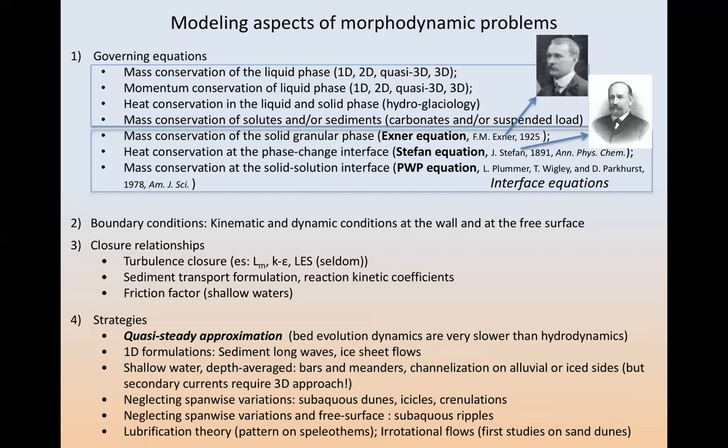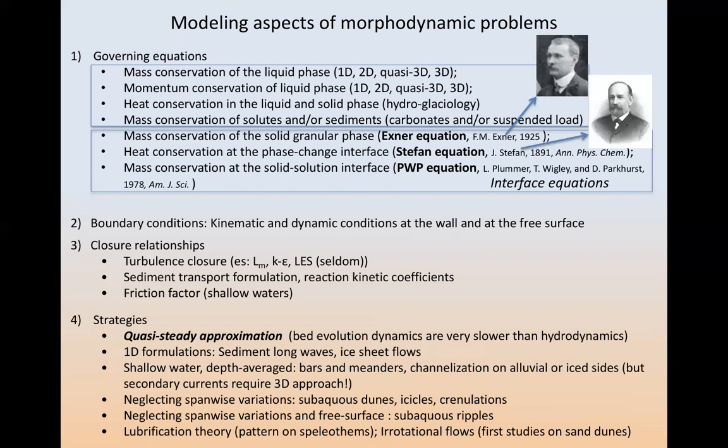The most important step is to assume a quasi-steady approximation. That means that bed evolution dynamics are usually much slower than hydrodynamics. And then we can approach a problem through a 1D modeling that is done usually for sediment long waves or ice sheet flows. The shallow water approximation, so depth averaging, that is done for the study of bars, meanders, also in the case of channelization of alluvial rivers and so on.